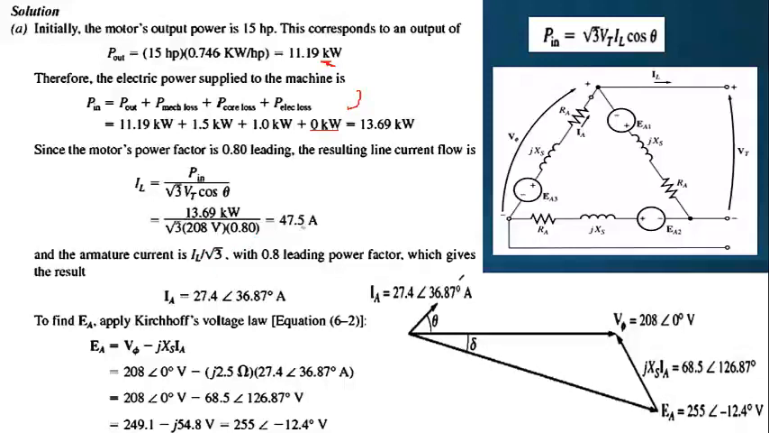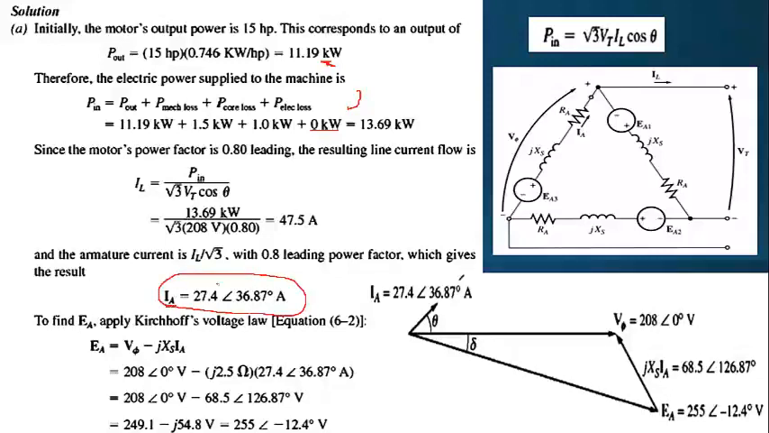47.5 over root 3 will give you 27.4, but we need to know the angle. The angle was also given to us in the question because we were given a power factor of 0.8 leading. So 0.8, we want the theta angle. Cos inverse of 0.8 will give us 36.87. Then this represents our IA. Okay, so we know our IA.